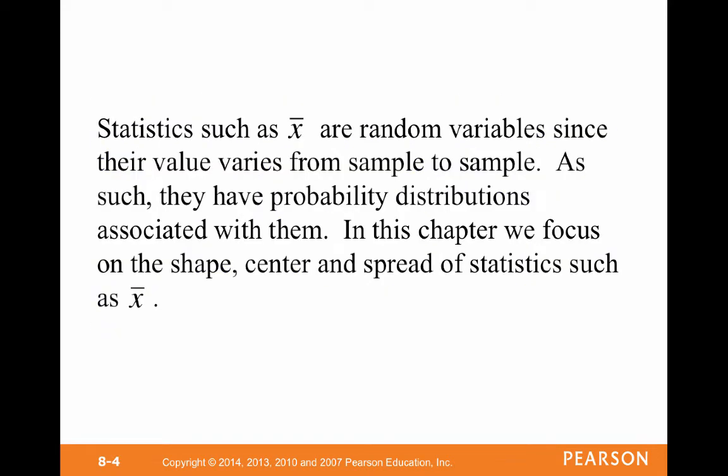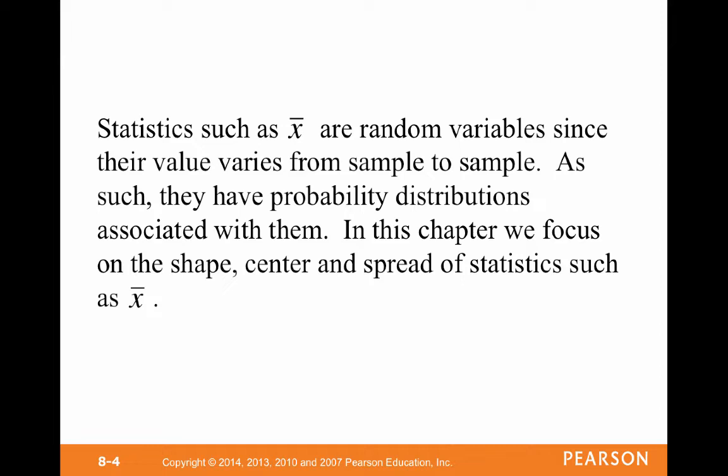So statistics such as x bar, the sample mean, are random variables since their value varies from sample to sample. So one person who does a sample of the number of hours that people work at CCD could be different from another person's sample of students at CCD asked how many hours do you work per week. So as such, they have probability distributions associated with them because there can be different values for the x bar that could have come from the population. And it's a random variable. Random just means you don't know what you're going to get. Variable just means it could be different values.